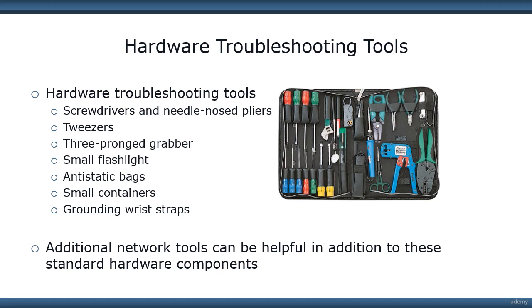Here are some, and some of them are kind of self-explanatory: screwdrivers, needle nose pliers, tweezers. A 3-prong grabber can be used if you've dropped something basically within a system. Small flashlight, anti-static bags, containers for holding screws, grounding wrist straps. That's kind of like your generic hardware troubleshooting toolkit. There are additional network tools that can be helpful in addition to these standard hardware components.